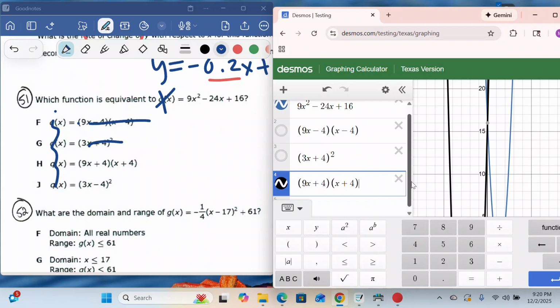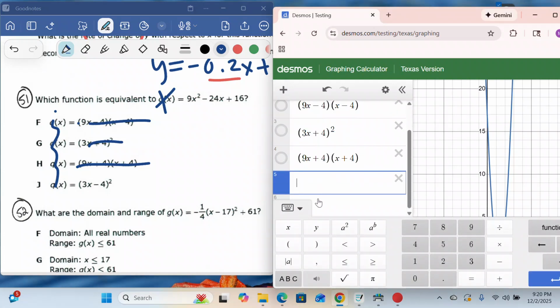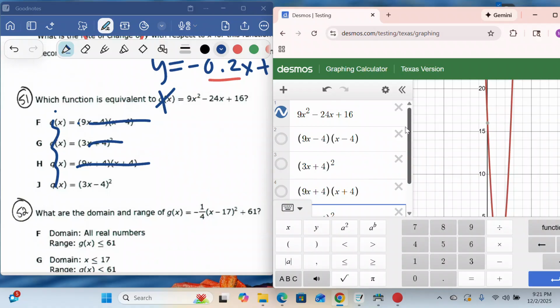That one is wrong also. Oh. These are interesting because that means I have to check every single one of them, and it does help me practice. I'm going to do the last one, and I'm going to open parentheses, 3x minus 4, close parentheses, quantity squared. There it is. That is our answer.